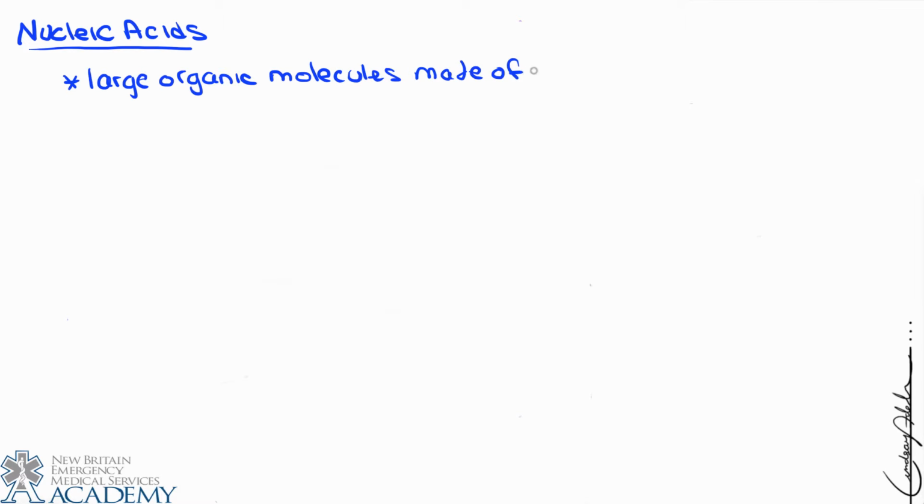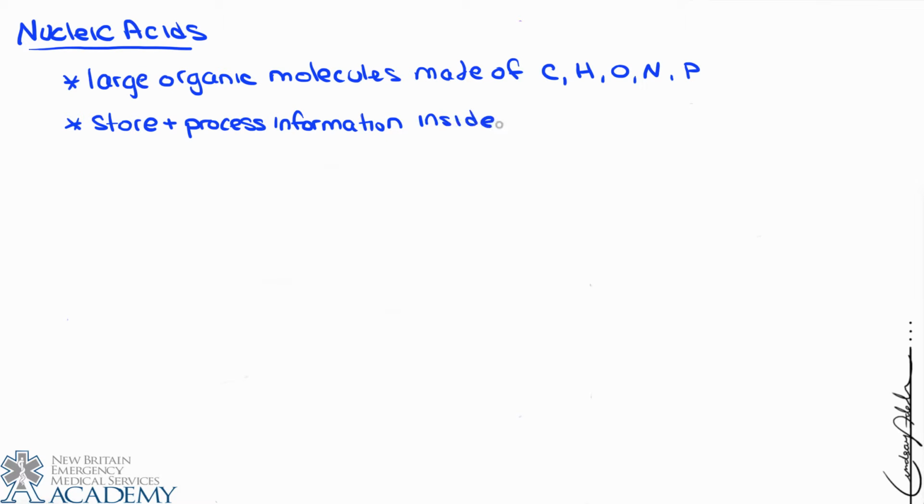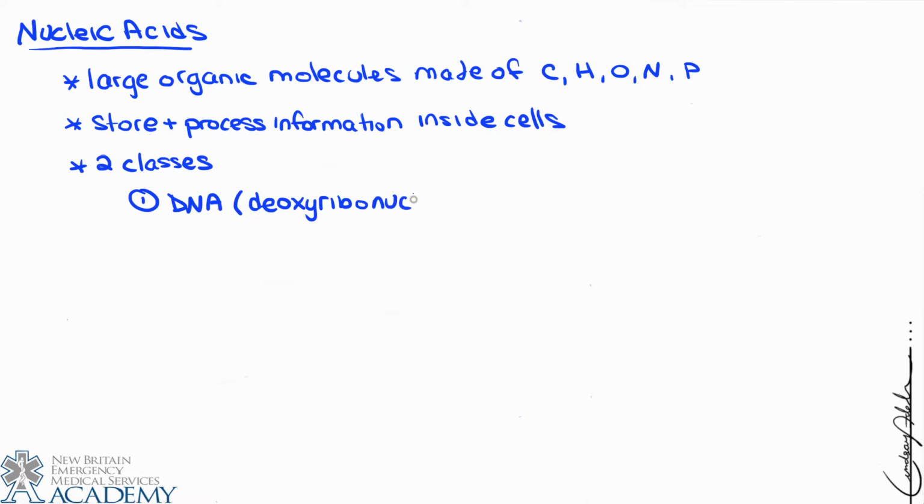Everyone. In this video, we're going to wrap up our discussion on organic molecules by describing nucleic acids. So nucleic acids are large organic molecules that are made up of carbon, hydrogen, oxygen, and nitrogen, which are all familiar, and then also phosphorus, which is something we haven't seen in the other organic compounds that we've described so far.